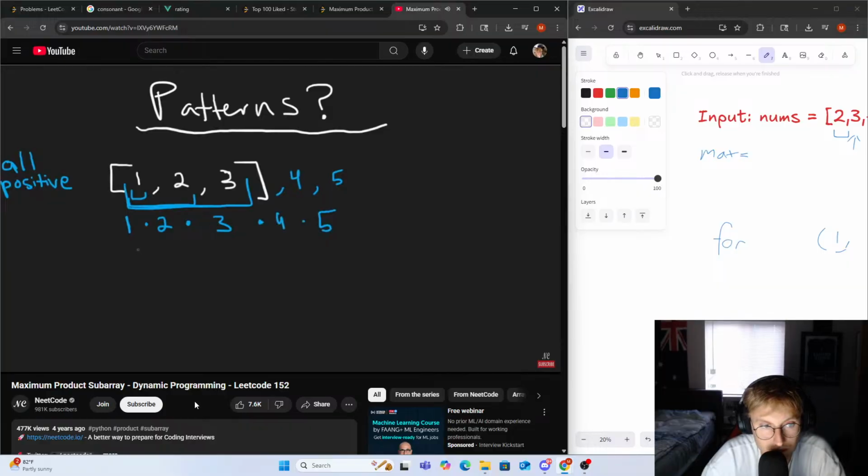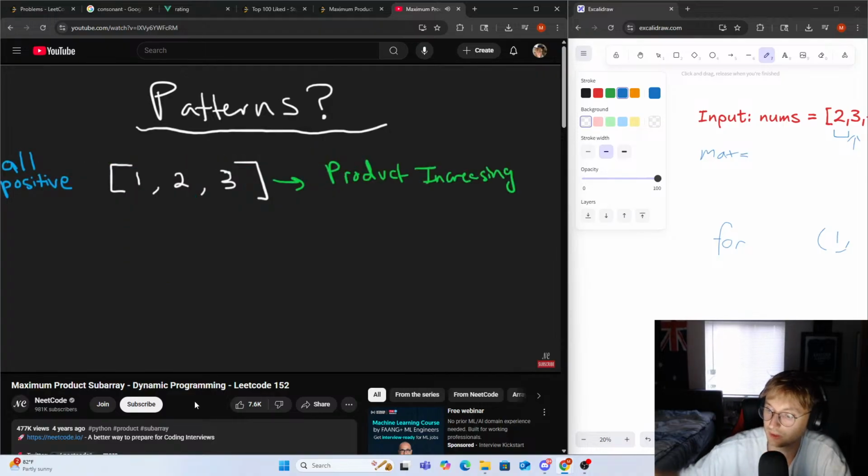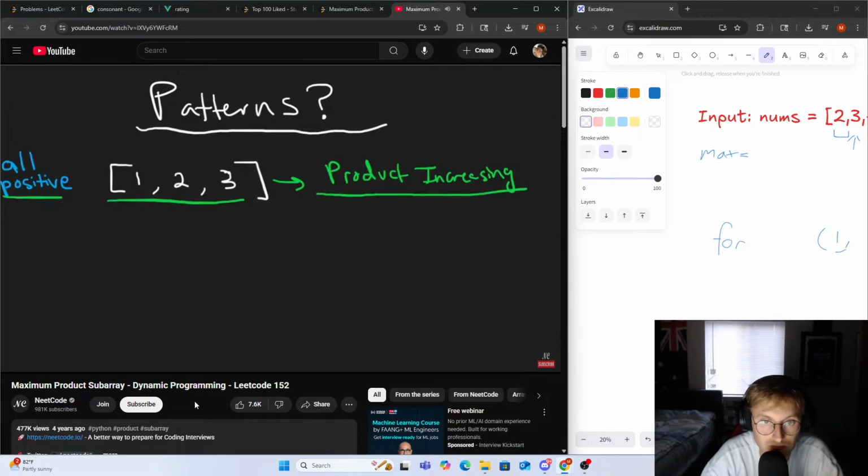Do you notice something? Up until this point, our product is going to be a 1. Up until this point, it's going to be a 2. Up until this point, a 6. Up until this point, a 24. Up until this point, 120. If we have positive numbers, no matter what happens, they're going to keep increasing. So this is the simple case. If we get all positive numbers, then our product is always going to be increasing.